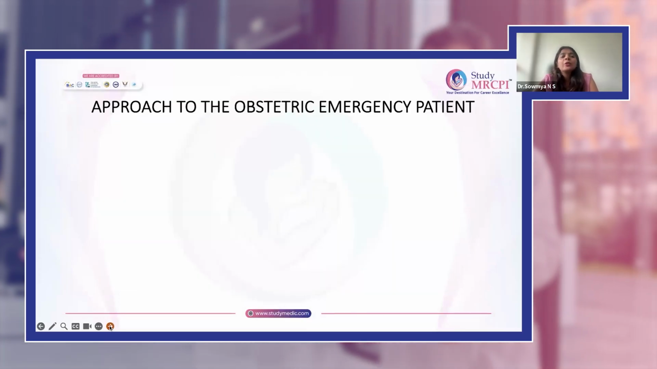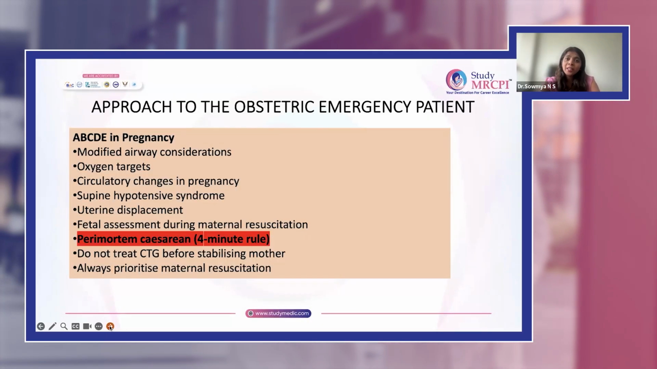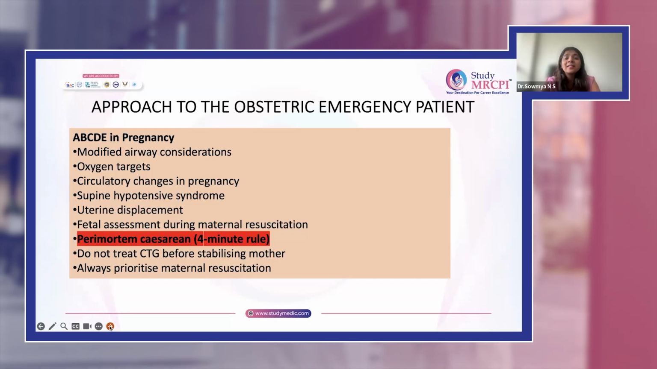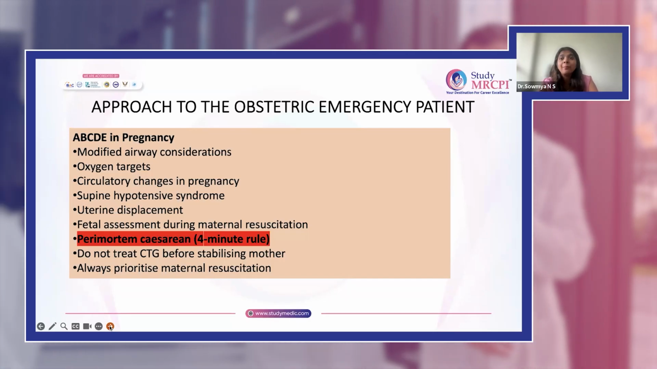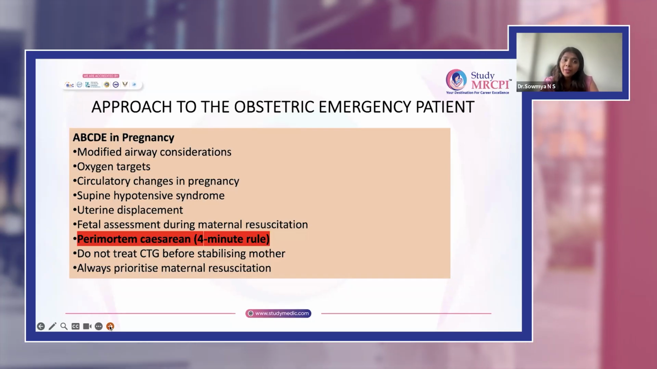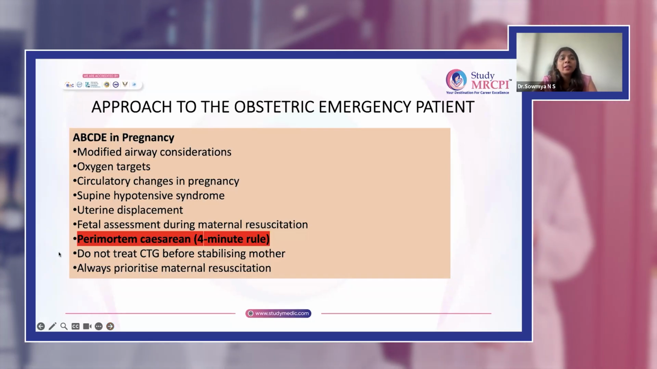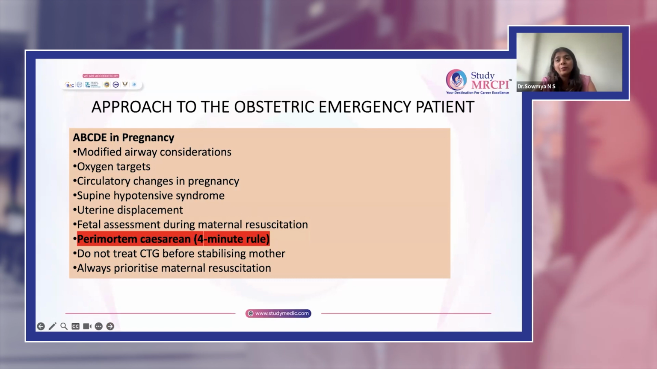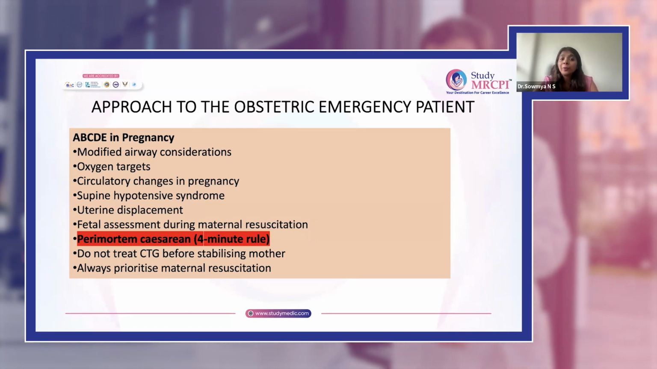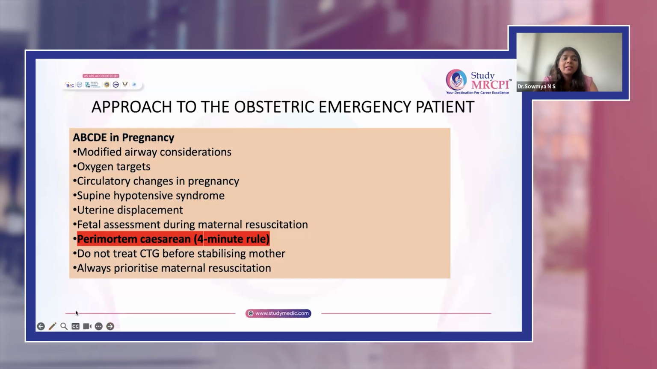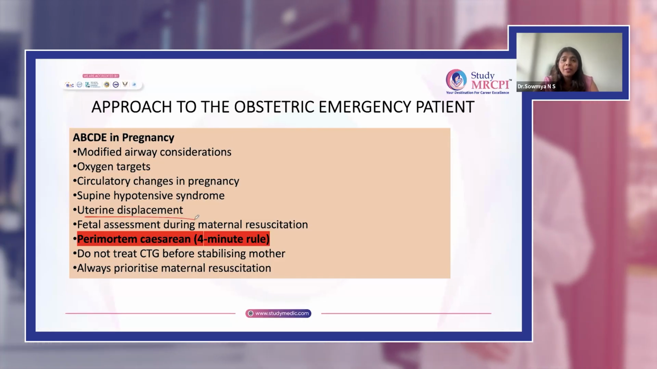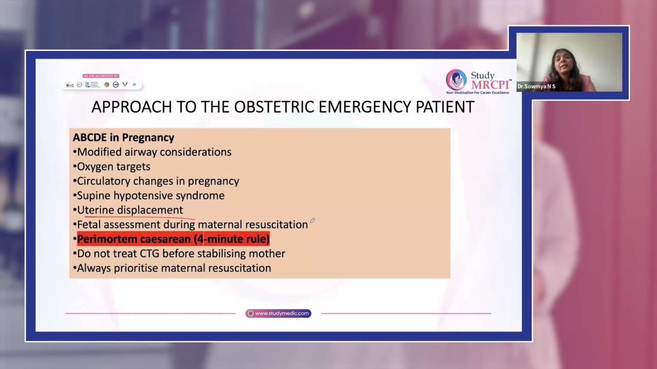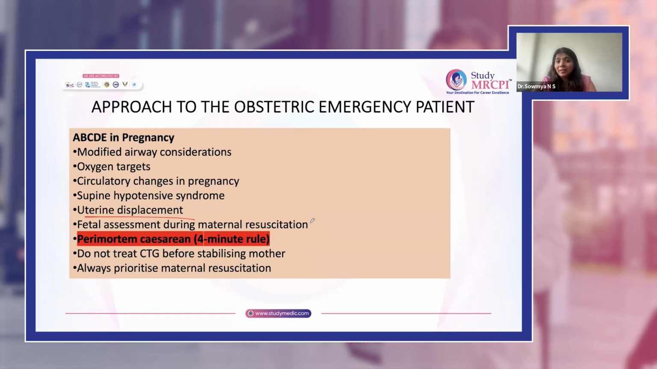Let's kickstart. To start with, the approach to an obstetric emergency patient. Obviously, we need to understand the physiological changes, the different targets, and the different hemodynamic changes which happen in the physiological adaptation in pregnancy. Let's remember the most important thing during resuscitation: once the mother is more than 24 weeks, you have to turn her to the left lateral to prevent supine hypotension syndrome. That's the reason you will always do a uterine displacement by giving a cardiac wedge of 15 degrees. And you can do a fetal assessment during maternal resuscitation, but the most important thing is mother is the priority.